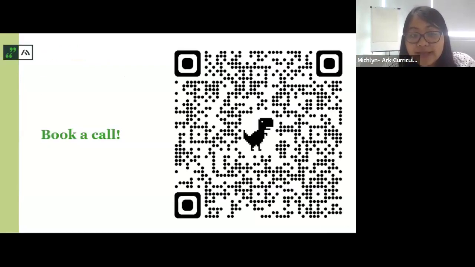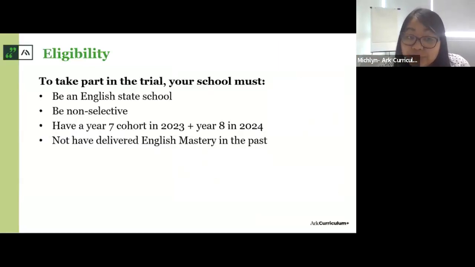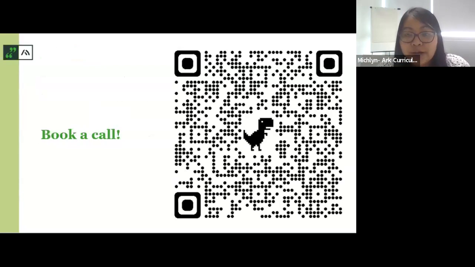And that's it. So if you think you are eligible and you'd like to either get £1,250 if you get put in the control school, or get the full program for the reduced price of £900, then please feel free to contact us. You can also book a call by scanning the QR code here.